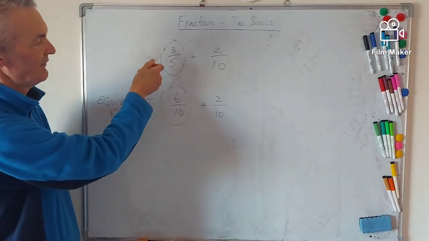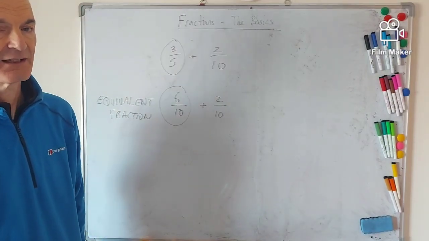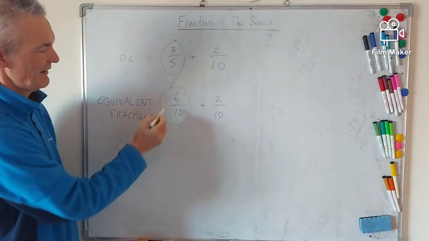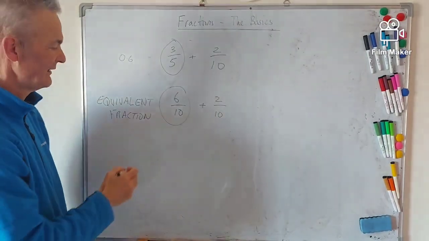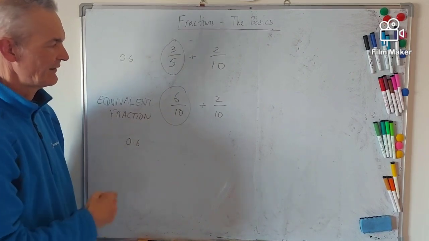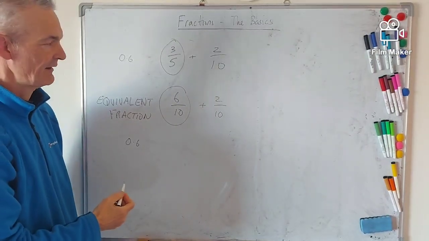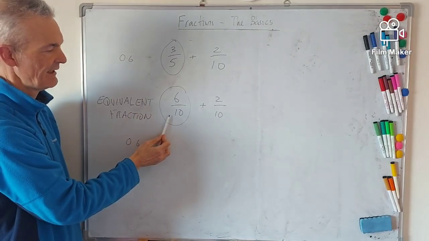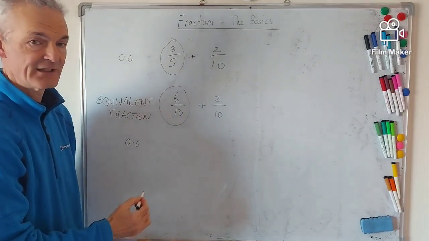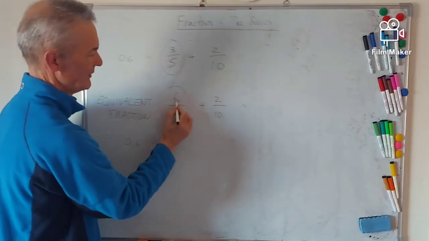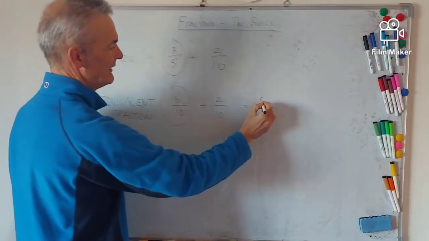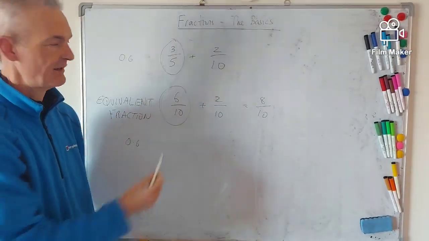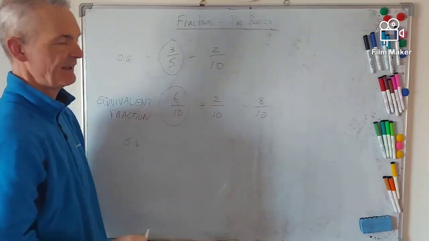So if you did 3 divided by 5 in your calculator, you would get 0.6. And if you did 6 divided by 10 in your calculator, you'd also get 0.6. So they generate the same answer. So all we've done is we've created an equivalent fraction here, which has meant we can now add these two together. So we've got 6 plus 2 is 8 over 10. So we've added these two fractions together that have got different denominators.